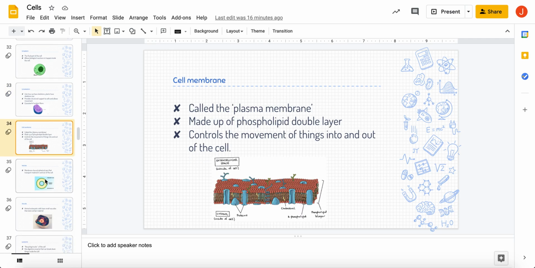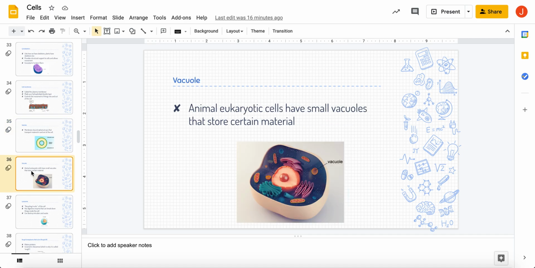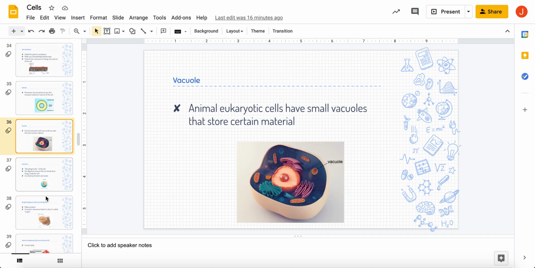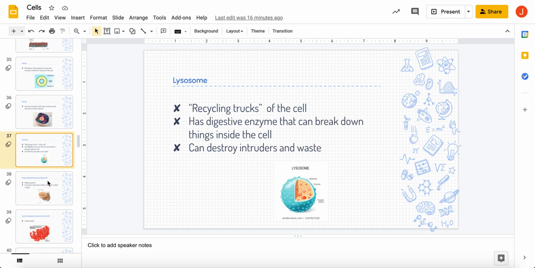The cell membrane is the layer that covers the cell. Vesicles are like boxes that transport material into and out of the cell. Vacuoles are small storage compartments that store different kinds of things. Lysosomes are the recycling trucks of the cell, and they can kill things such as bacteria or viruses that come into a cell.